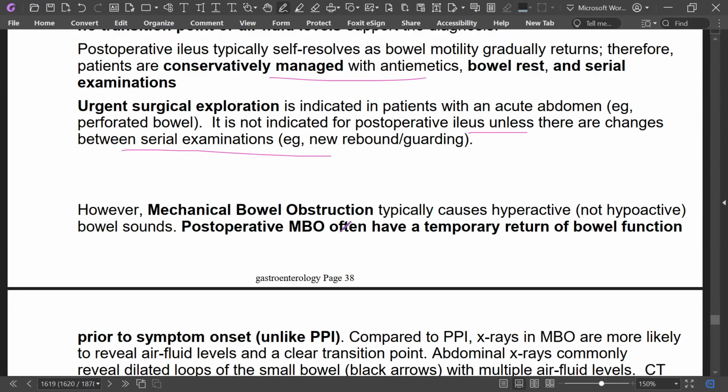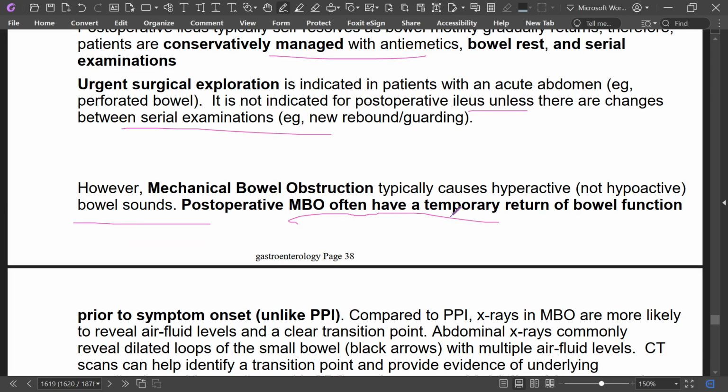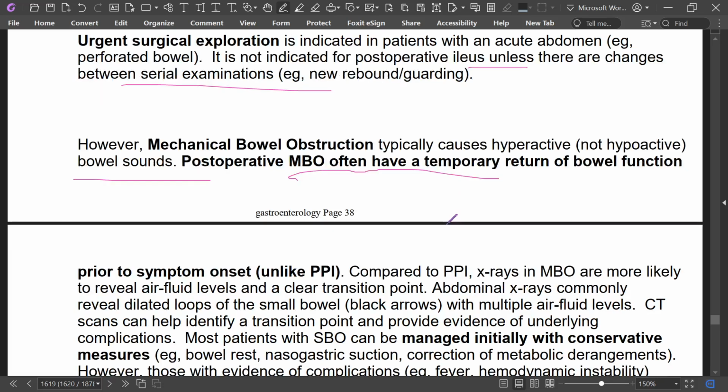However, mechanical bowel obstruction typically causes hyperactive bowel sound. Postoperative mechanical bowel obstruction may have temporary return of bowel function prior to symptom onset.